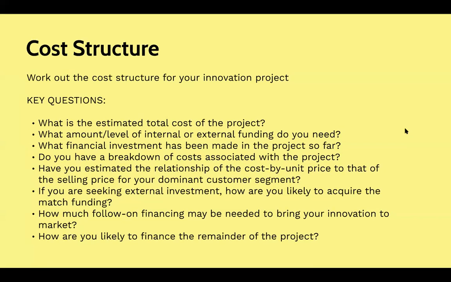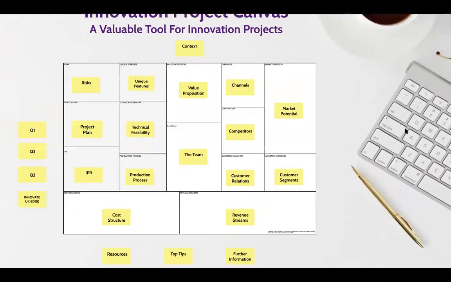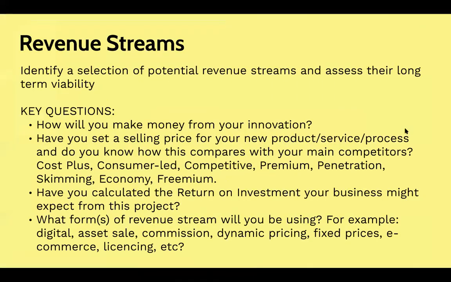And then moving from cost structure to revenue streams, again, this is really important to identify what potential revenue streams you have for your innovation and what their long-term viability is. So how are you going to make money? Is it going to be through direct sales to consumers? Is it going to be through distribution sales? Is it going to be online? Is it going to be through licensing agreements? How are you going to make your money?